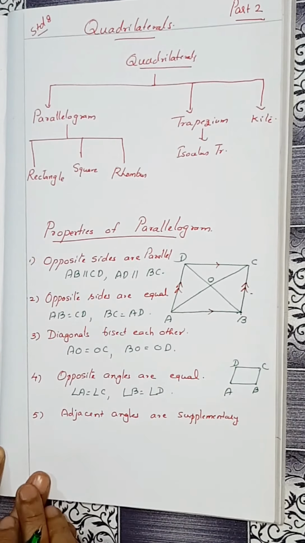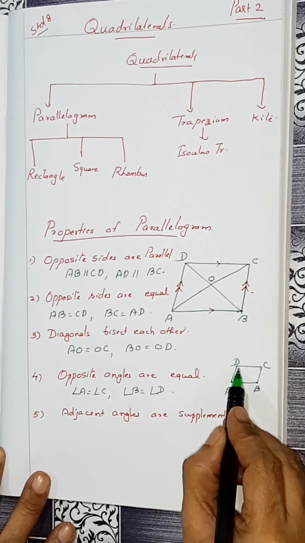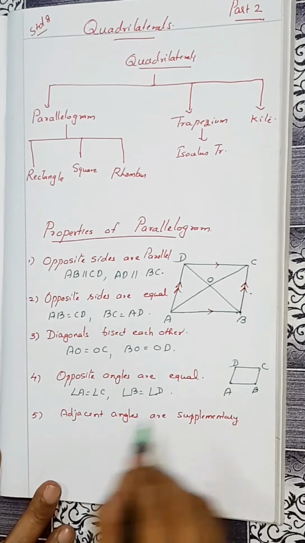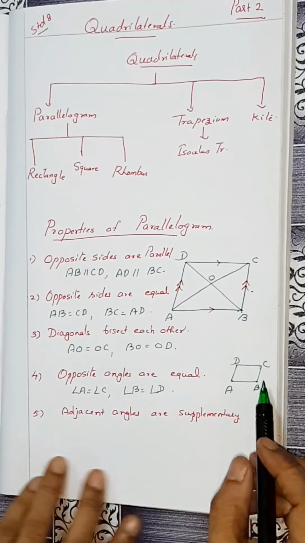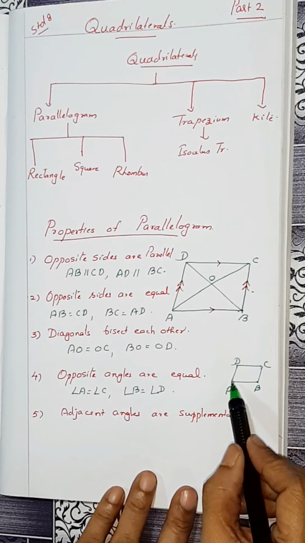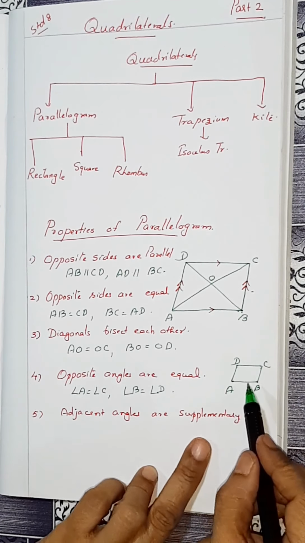Now adjacent angles are supplementary. Adjacent angles means the angles which are next to each other. A and B are adjacent angles. A and D are adjacent. B and C are adjacent. C and D are adjacent. So they are supplementary. Supplementary means they add up to 180.